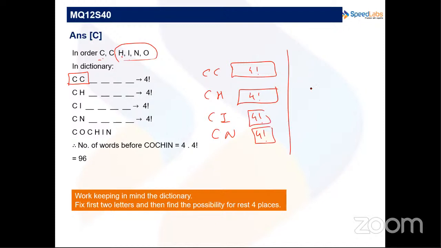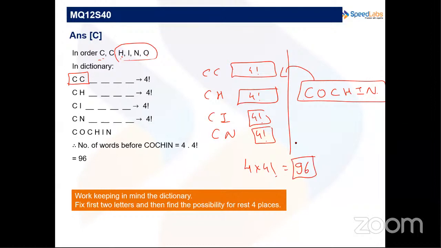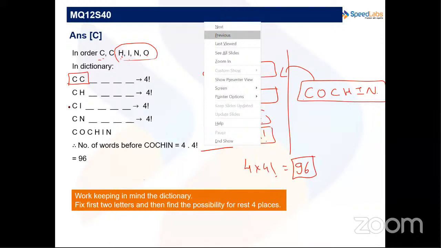Now after doing this, we will be having CO, then alphabetically C, then H, then I, then N. So this is our word. So before this, how many words are formed? That is 4 times 4 factorial. That value is 96. So our correct option is option C.